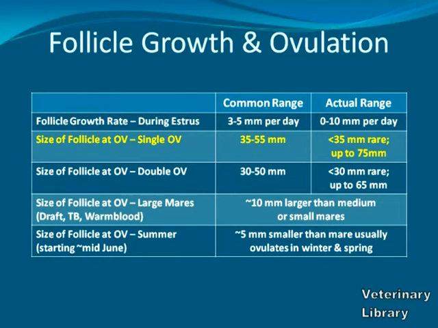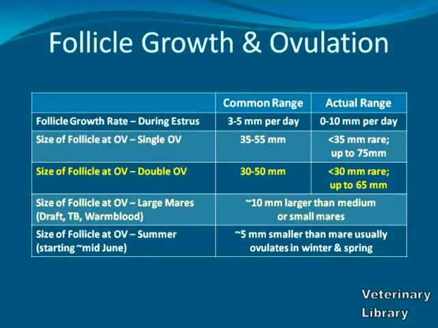In the second line, the size of the follicle at ovulation for single ovulations. The common range is from 35 to 55 millimeters, and the actual range can be up to 75 millimeters, and ovulation of follicles less than 35 millimeters is rare. In the third line, the size of the follicle at ovulation for double ovulations, or in other words, the ovulation of 2 follicles, the common range is 5 millimeters smaller, ranging from 30 to 50 millimeters in diameter. The actual range is up to 65 millimeters in diameter, and the ovulation of follicles less than 30 millimeters is rare.